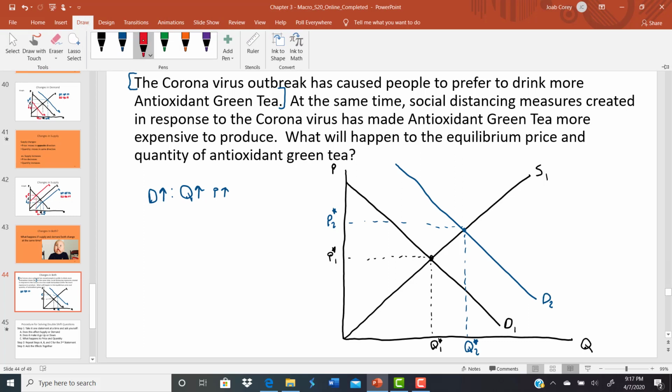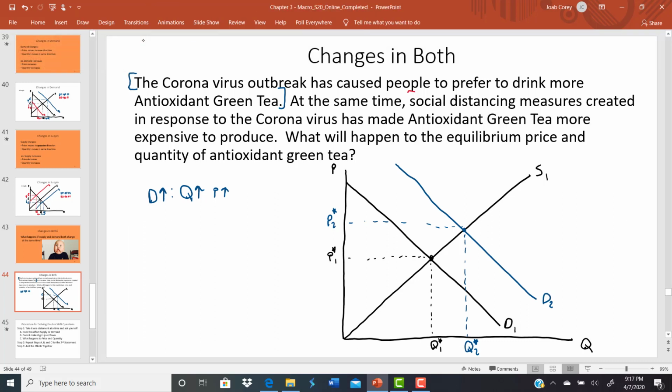Now, let's take a look at the second statement. The second statement says, at the same time, social distancing measures created in response to the coronavirus have made this antioxidant green tea more expensive to produce. So isolating down to the second statement, again think: is this going to be a demand shift or a supply shift? Well, we're talking about producing green tea here. In other words, the cost of producing it has gone up in response to this change in nature and or politics that we mentioned in part 2 of this chapter in that video. So again, it looks like this is going to decrease supply. It's definitely a supply shift and one that's going to make supply go down. And remember, a decrease in supply is a shift to the left of the supply curve.